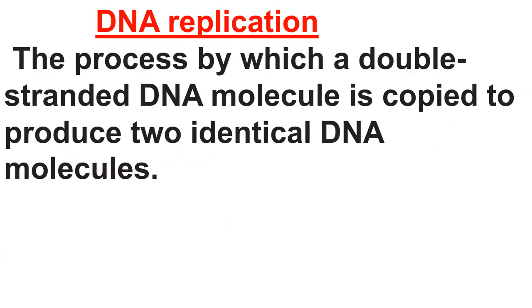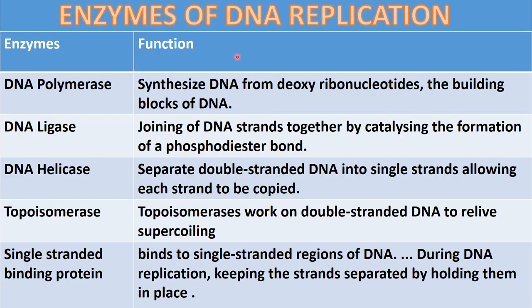Next topic is DNA replication. The process by which a double-stranded DNA molecule is copied to produce two identical DNA molecules is called DNA replication. So here these are the enzymes of DNA replication. First, the enzyme DNA polymerase. What is the function of this DNA polymerase? It synthesizes DNA from deoxyribonucleotides. These are substrates, and they will join together to form a DNA strand, or a polynucleotide chain.